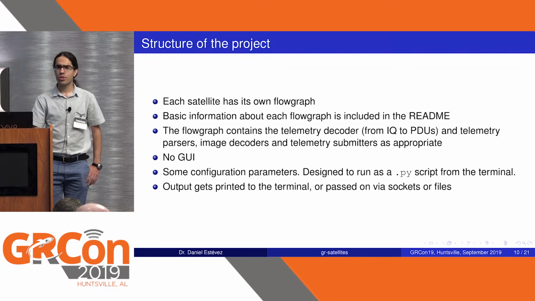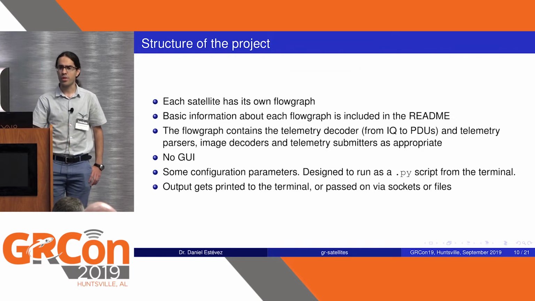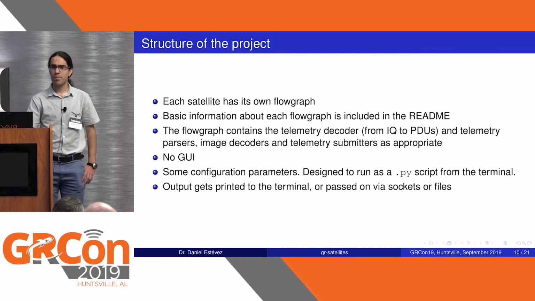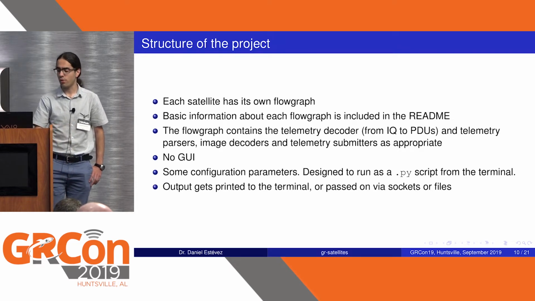The flow graphs don't have any GUI. This was a design choice so that it can be run in a headless environment, on a remote Raspberry Pi, or whatever. There are some command line configuration parameters. So the main idea is that you run this using the Python script that you get from the GRC file, from the terminal. There you can specify parameters. And the output gets printed to the current terminal or passed on with sockets or files.